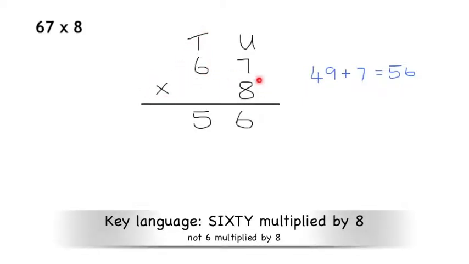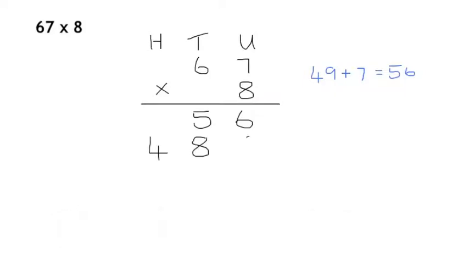Then I multiply the tens. 60 multiplied by 8 is 480. I write 4 in the hundreds column, 8 in the tens column, and 0 in the units. Finally, I add up the total. I start with the units because the sum of the units can affect the tens.